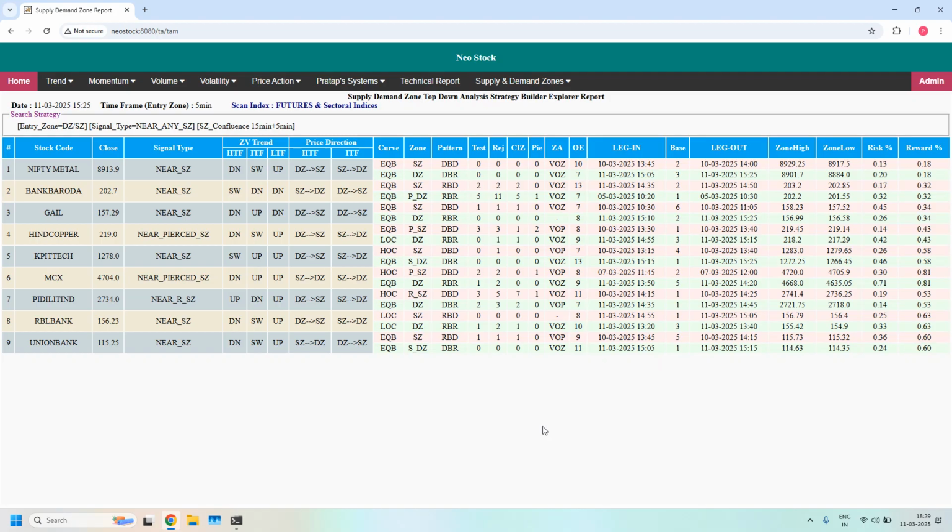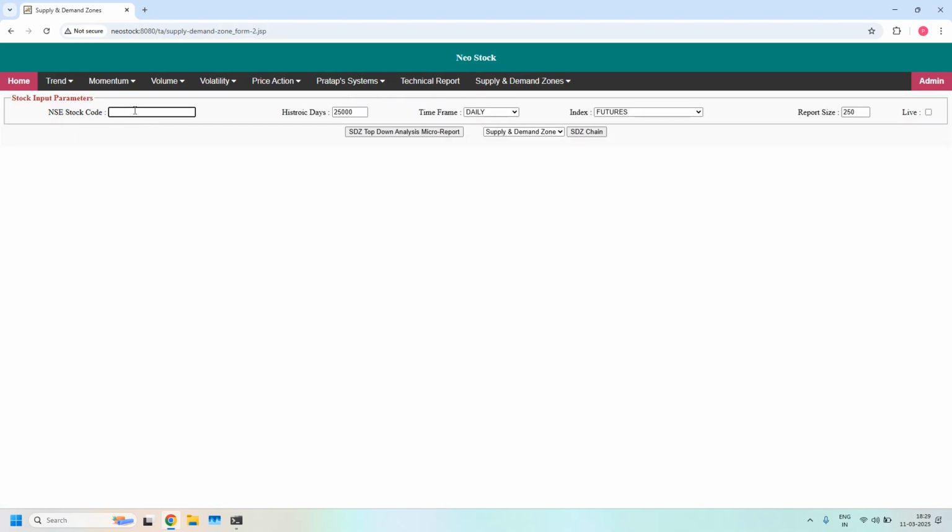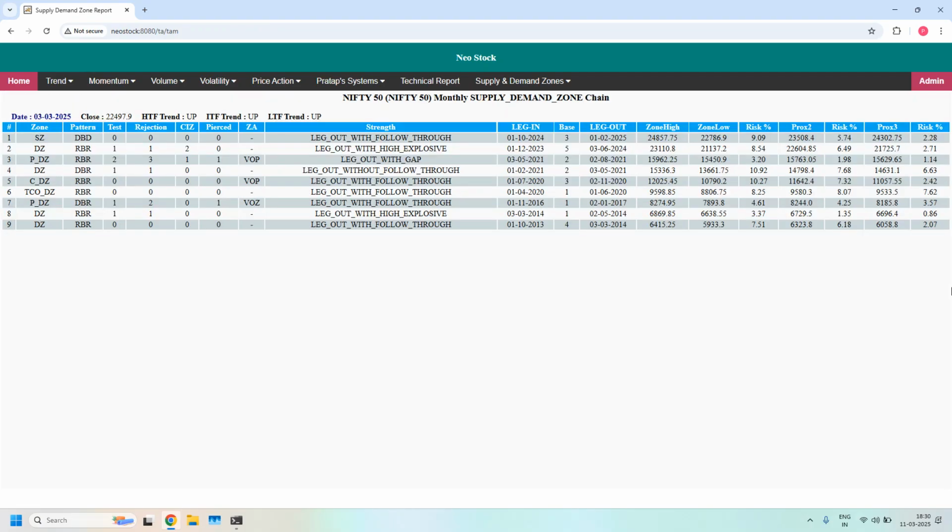Next, we will generate NIFTY and Bank Nifty supply demand zone chain. Let me start with NIFTY. So I'm generating monthly supply demand zone chain for NIFTY. This is NIFTY monthly supply demand zone chain. Always look into the zone column to find the high liquidity zones. Look into the pierced column to find the pierced zones. And also look into the LTF trend to find the trend of the current time frame you have selected. This is how you should understand the remaining reports.